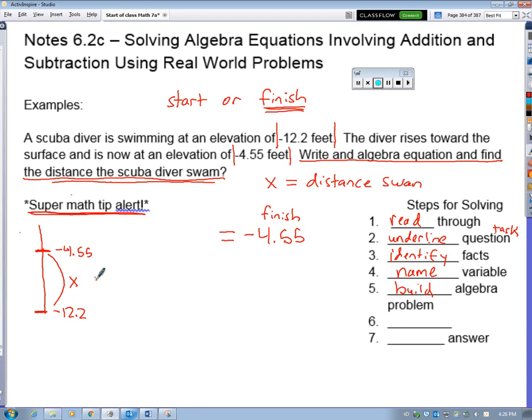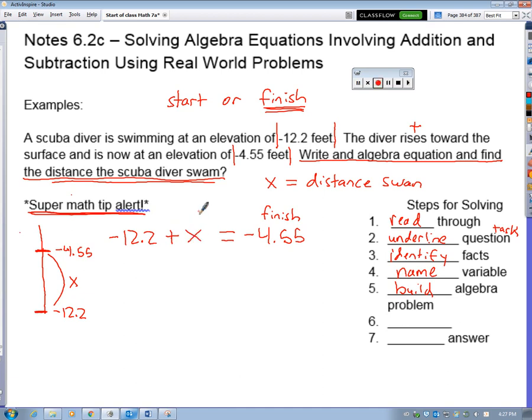Alright, so let's get back to this algebra equation. Let's set this up. We need to build what is going on this side. Here's what we're going to do. We're going to take our negative 12.2 feet. That's where he started. And then we know he rose toward the surface. Rising is going to be adding.